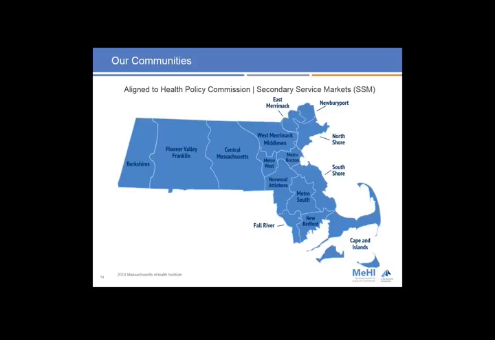A first step to doing that was to build out a framework for how we would provision resources and engage the state. So we worked with our Health Policy Commission colleagues and we aligned to their secondary service markets. We've identified 15 communities from the Berkshires up to Newburyport down to the Cape and Islands. We further clustered those communities into 3 regions. And to those 3 regions, we assigned one eHealth community manager each.